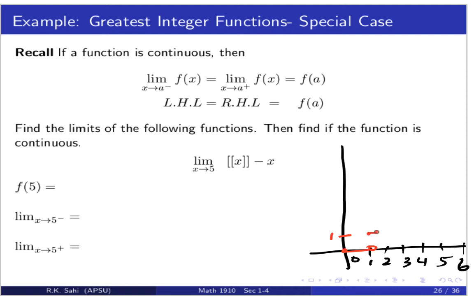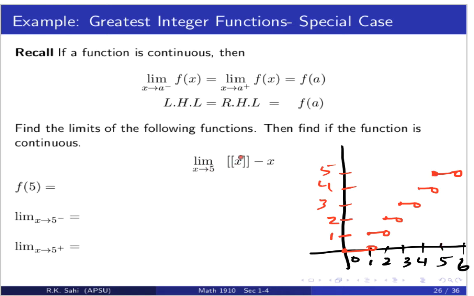From 1 to 2, from 2 to 3, from 3 to 4, 4 to 5, and 5 to 6. Okay. Now, what happens at f of 5? Is my function defined at f of 5? Yes. You look at this f of 5.